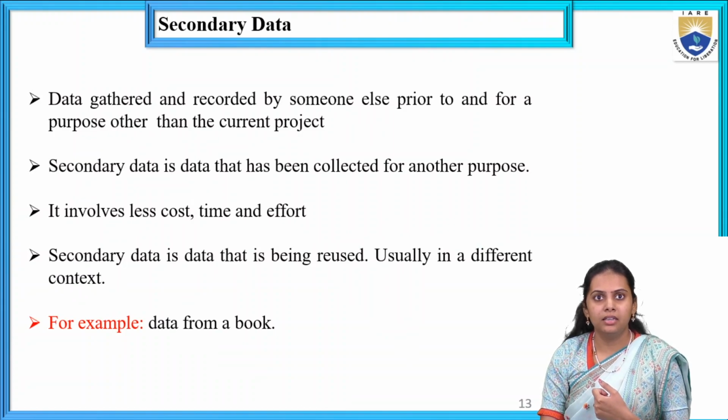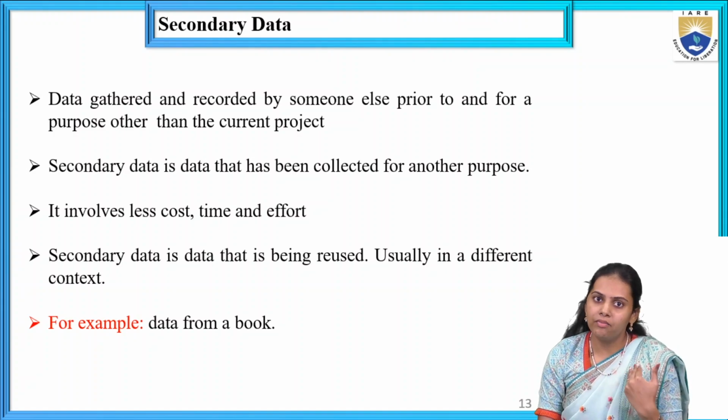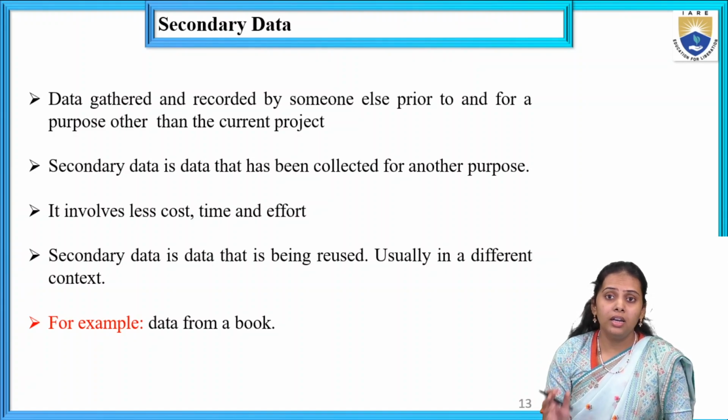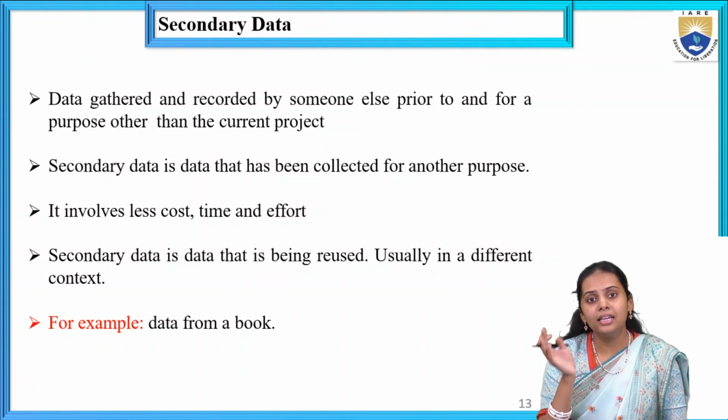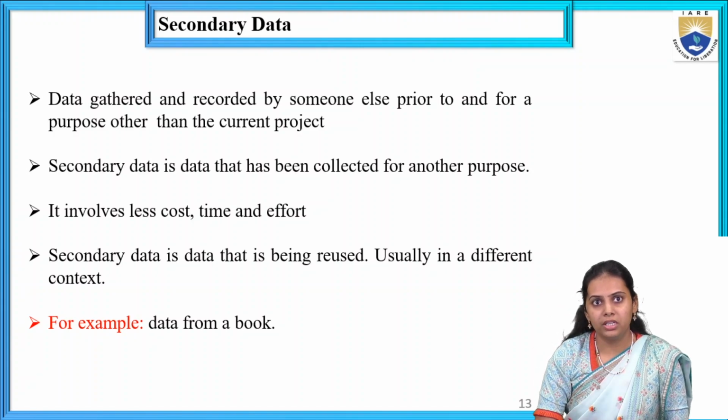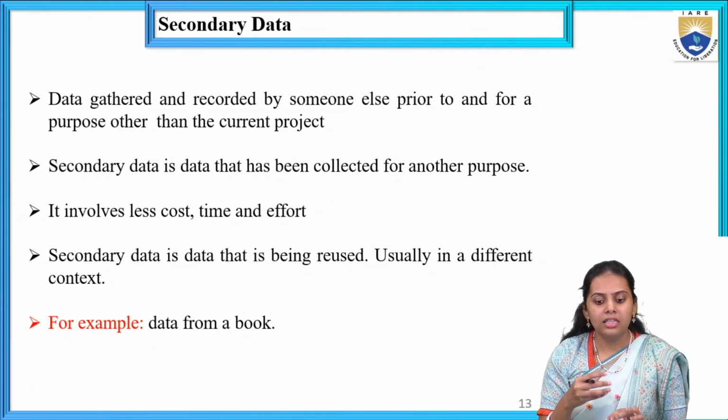Whereas secondary data, this data is always gathered and recorded by someone else prior and for a purpose other than a current project. Secondary data that has been collected for another purpose involves less cost, time and effort, and the secondary data is usually reused in a different context.